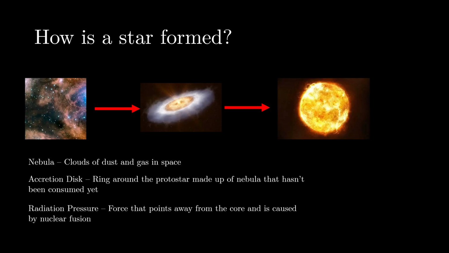But basically, the two hydrogen atoms fuse to make a helium atom, and in that process, it creates a large amount of energy. And this energy is in the form of electromagnetic waves, and this electromagnetic wave points away from the core. So it counteracts the force of gravity, and this is called radiation pressure. So it's the force that points away from the core and is caused by nuclear fusion. So that's why a main sequence star is considered stable, because we've got forces that are balanced.